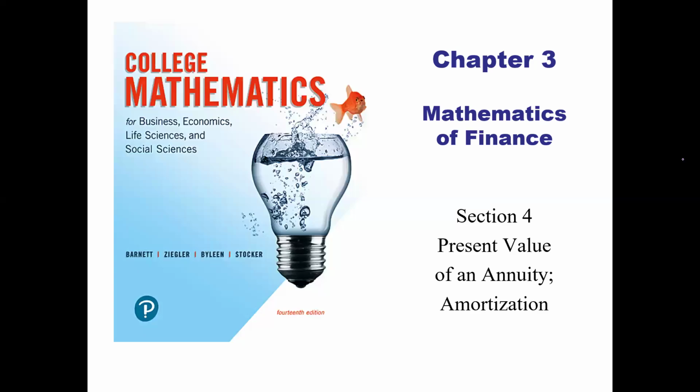All right, here we are in chapter 3, and this is section 4 on present value of an annuity and amortization. All right, so the present value of an annuity. What we're looking at is how much it's going to be in a present value.